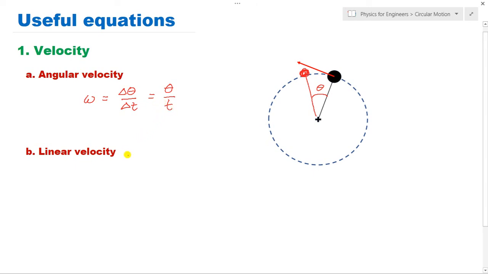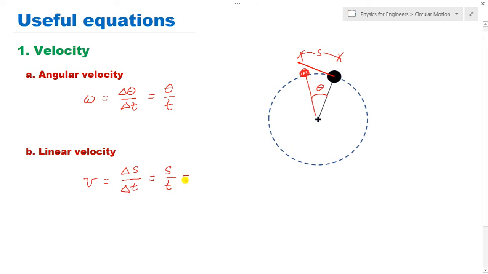How about our linear velocity? Linear velocity pertains to the circular distance traveled by our object. So this would be our arc length, the S. Therefore, we already have a displacement. So velocity, abbreviated as V, is equal to the displacement, so delta S, which is our arc length for circular motion, over the change in time. Or you can simply write this as S over time.